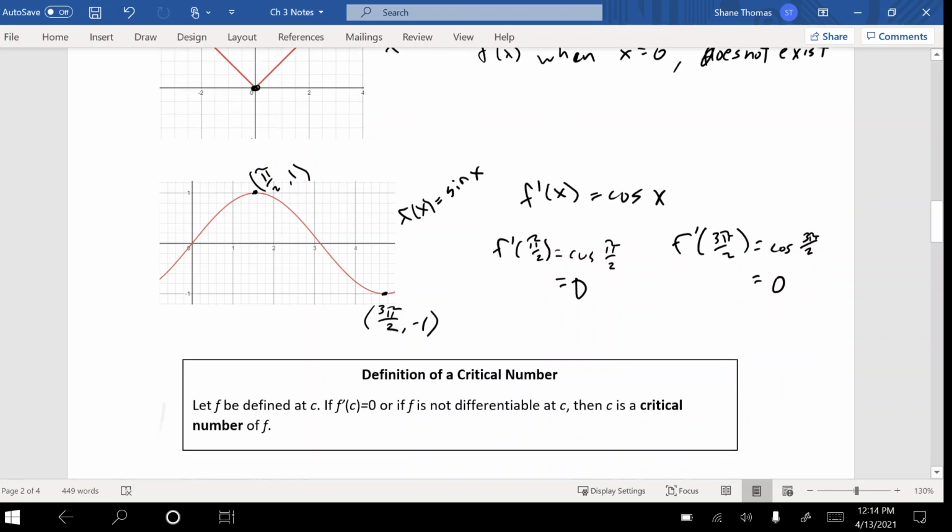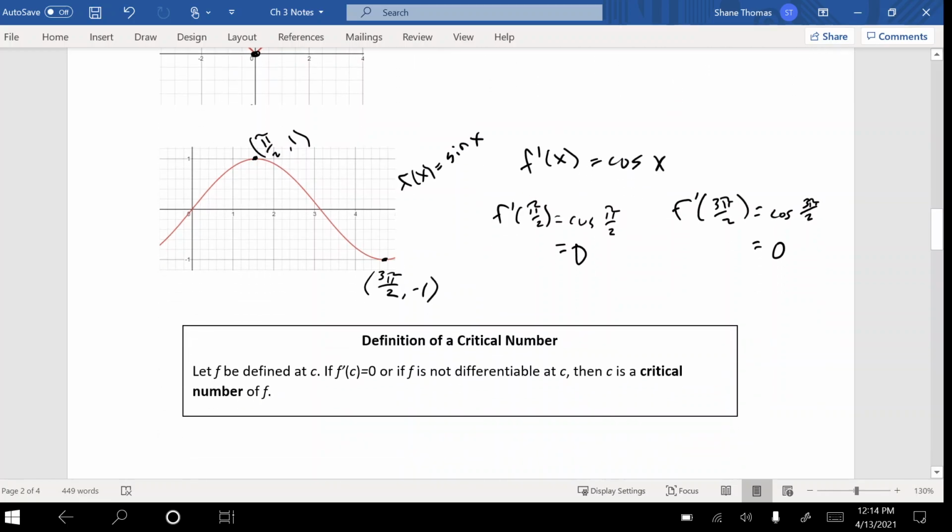Okay? So then we have these things called critical numbers. Critical numbers: let f be defined at c. If f prime of c is 0, like we just talked about, or if f is not differentiable, then it's a critical number. Those are numbers we have to look at, to figure out what's going on at that point. It has to be a critical number for it to be a max or a min. Now, just because it's a critical number does not mean it's a min or max. It could be a local min, local max. But every time it's a critical number, there's something going on. Okay.